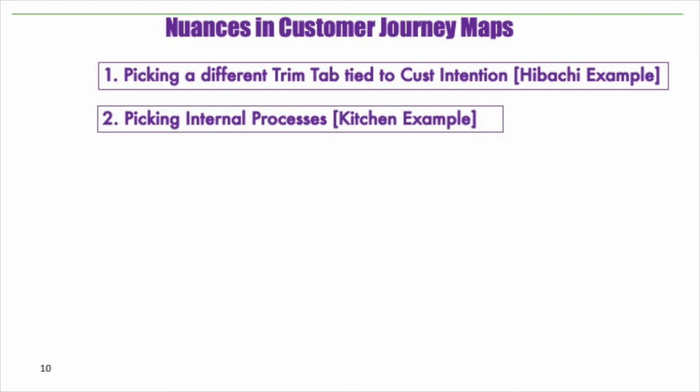The second thing I have seen is sometimes we tend to pick internal processes. For example, in this customer journey of the restaurant, we could use the kitchen, where the journey could be entirely different. But in my opinion, when you do a transformative innovation, let's pick a customer journey that is the real customer, because that's the one that is common to all customers in an industry.